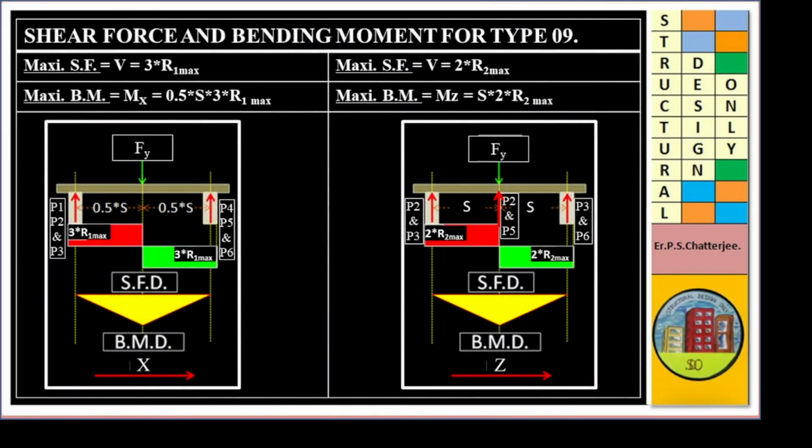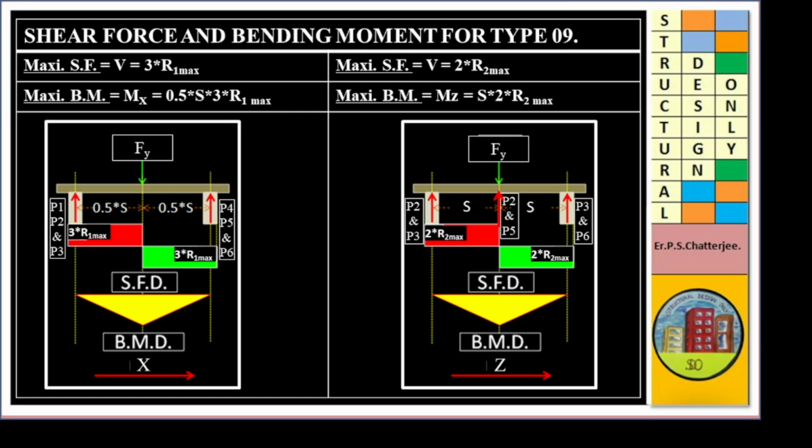And as usual, this is our shear force and bending moment diagram. Shear force and bending moment for type 9. Maximum shear force V is equal to 3 into R1 max. Maximum bending moment is equal to 0.5 into S into 3 into R1 max.